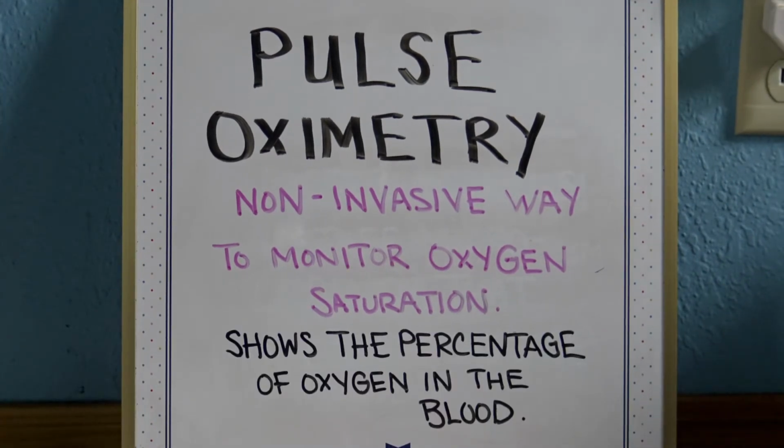The pulse ox. Pulse oximetry is a non-invasive way to monitor oxygen saturation. It shows the percentage of oxygen in the blood. A normal level of oxygen is usually 95% or higher, and the oximeter goes anywhere where it can see through your skin and read your blood. Most commonly it's used on fingertips without nail polish. So pulse oximetry measures the percentage of oxygen in the blood.